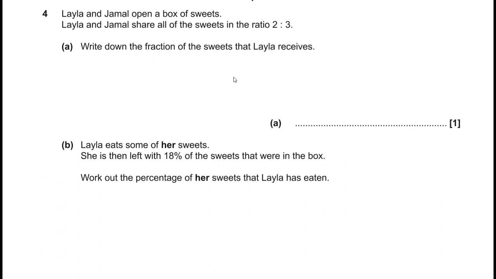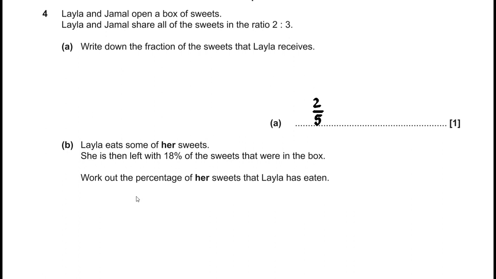Question number 4. Layla and Jamal open a box of sweets. Layla and Jamal share all of the sweets in the ratio 2 to 3. For part A, we have to write down the fraction of the sweets Layla receives. Well, we've got 2 plus 3, which is 5. So we have 5 parts altogether, and of those 5, Layla receives 2 of those 5 parts. So we have 2/5.